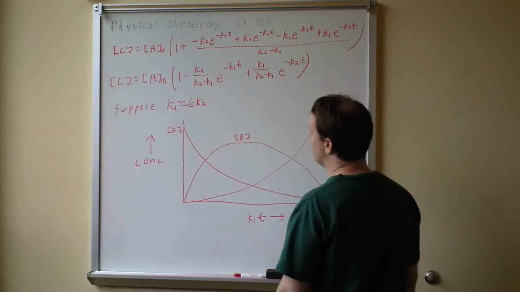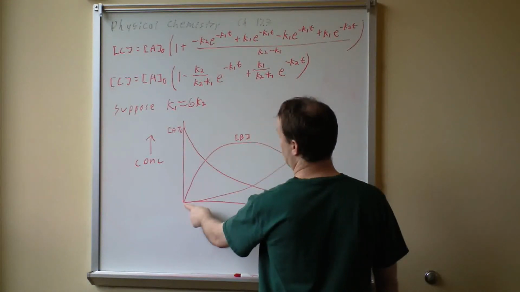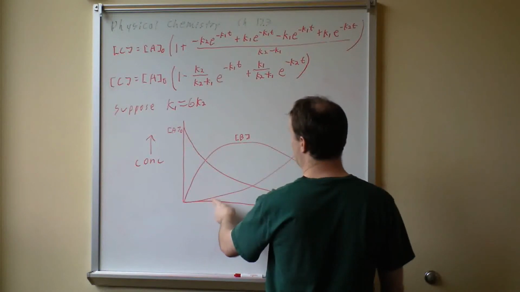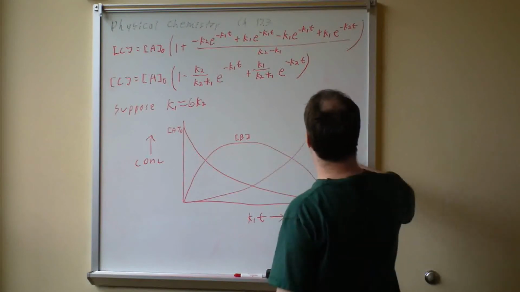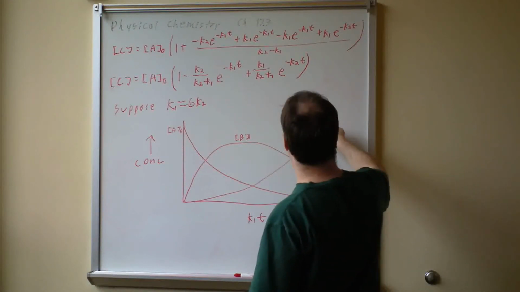And then finally C, it too is going to start out pretty slow because there won't be any B, but as A builds up and A is used up to become B, eventually C will pick up, and eventually at the end, you should be left with just pure C.